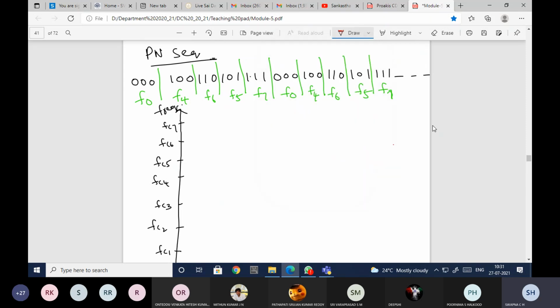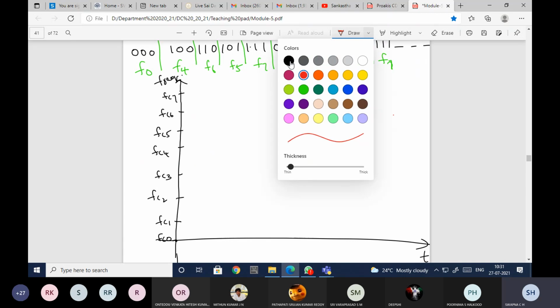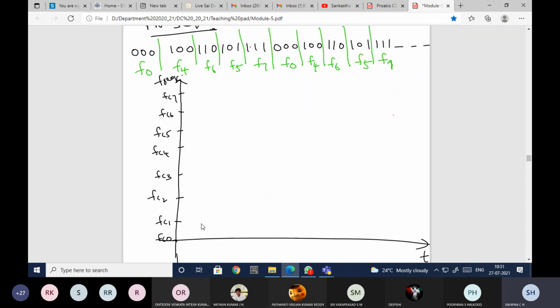Let me take a different pen now. On the time axis I will also take the time slots: TS, 2 TS, 3 TS, 4 TS, 5 TS, 6 TS, 7 TS, 8 TS, 9 TS, 10 TS, 11 TS, and like that it will go on.